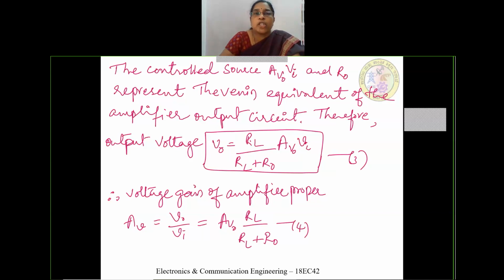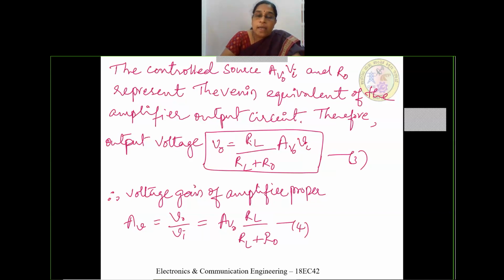Because it is the ratio taken between V0 and Vi. That is important. What is Vi? Vi is nothing but a part of the V signal that appears at the input terminal of the amplifier. That's all. It may not be equal to the signal voltage. It is only a part of the signal voltage.